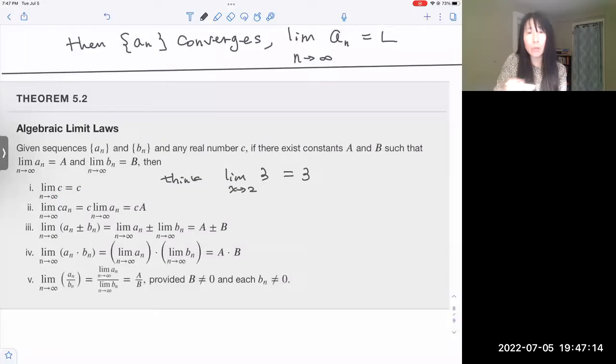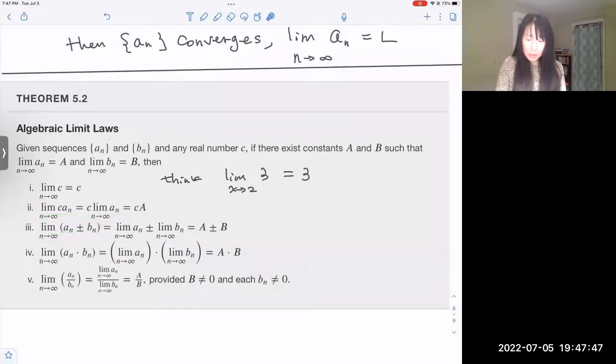We are using all the laws in the sequence as well, right? Exactly the same. We just change the n to approach positive infinity, right? And we have a constant. Then we can take this constant out of the limit. We learned that from calculus 1 as well. This is the sum of limit and difference of limit. We split like that. Okay.